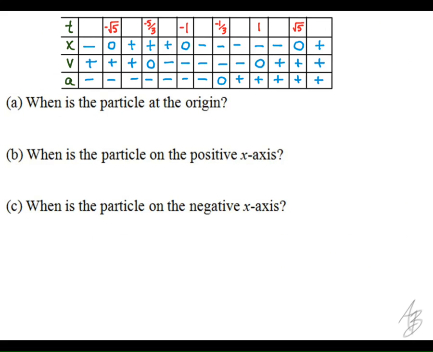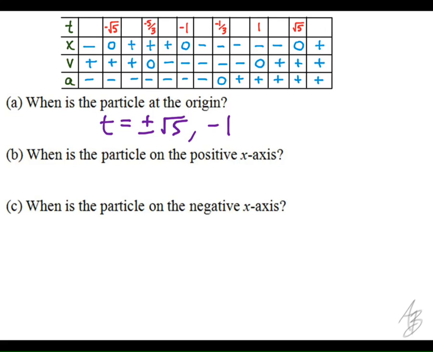When is the particle at the origin? That question is asking when the position is equal to 0. So the particle is going to be at the origin anytime x equals 0. So this is going to be when t equals plus or minus square root of 5, and also when t equals negative 1.